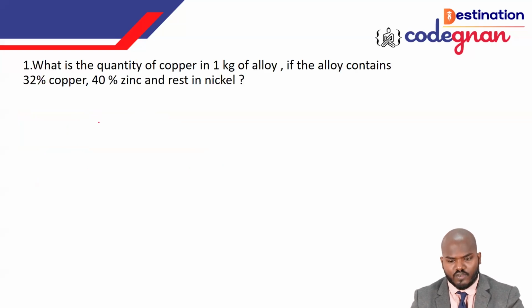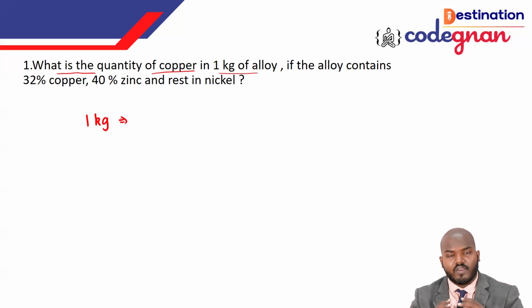The first question: there is a quantity of copper they have given here. In 1 kg of alloy, if the alloy contains 32% of copper and 40% of zinc and the rest nickel, what is the quantity of copper in 1 kg of alloy? They are asking very clearly. So consider that there is a total of 1 kg of alloy, and I am taking that 1 kg of alloy.